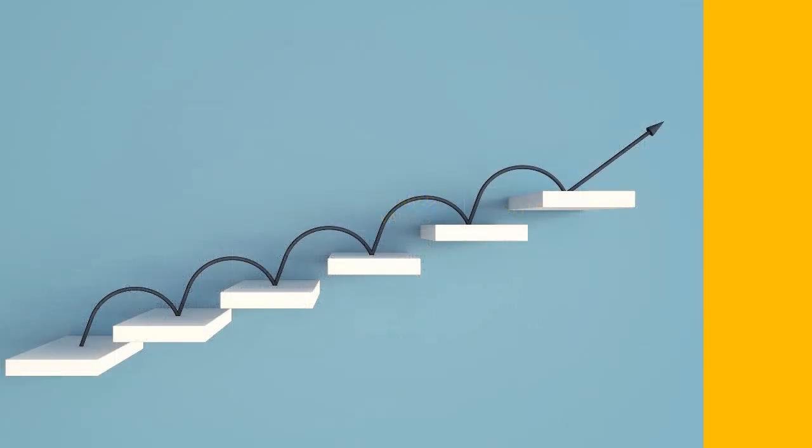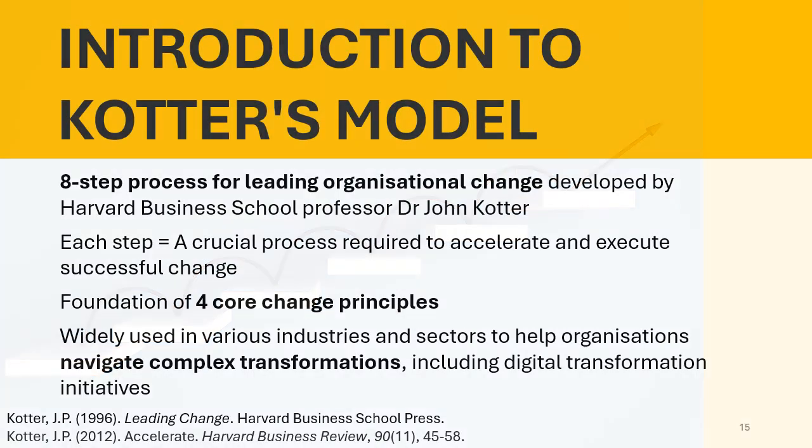So while those models are really helpful, today we're going to be focusing on Kotter's model, which is a little more straightforward and hopefully applicable to the work that you will be doing. Kotter's model for change management is an 8-step process for leading organizational change. It was developed by Harvard Business School professor Dr. John Kotter. It's based on 4 core change principles, and it's widely used in a number of industries and sectors to help organizations navigate really complex transformations.